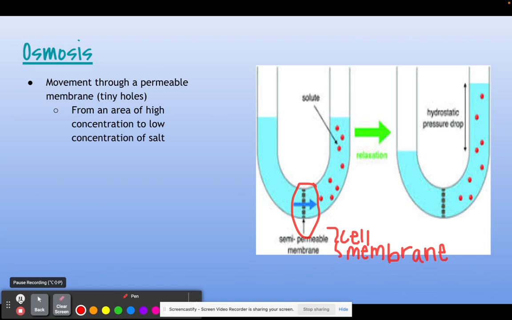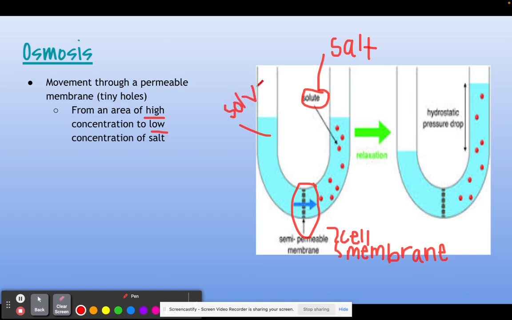So this is a model that is going to try and simulate what's happening at a very microscopic level, just so that you can see that. But once again, remember that things are going to move from an area of high concentration to low concentration. So when we look at this U tube example here, we see the solute is going to be, we'll say that this is the salt in this solution. Whenever you see a solute, that is an actual thing that has been dissolved into a solvent. So the solvent in this example is going to be the water.